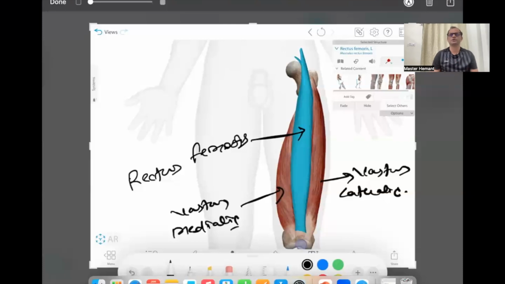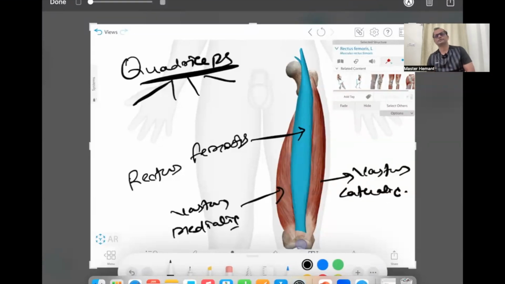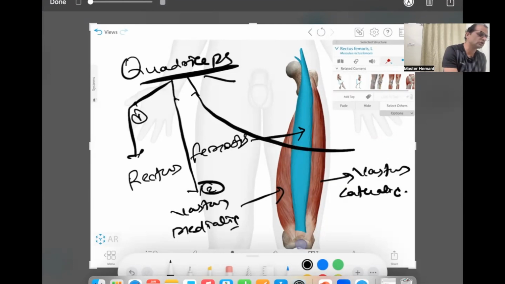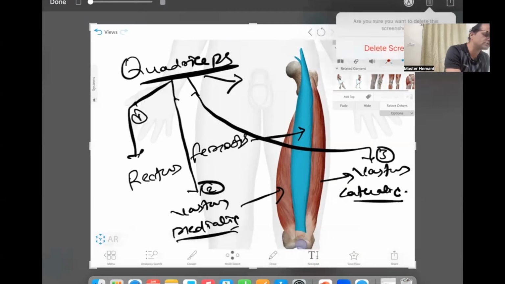So in this image, we can see 3 muscles, but the quadriceps means 4 group of muscle, right? So one is rectus femoris. Second is vastus medialis. Third is vastus lateralis. Fourth one is remaining. Now I will show you. One is lateralis, one is medialis. The fourth is in the middle.